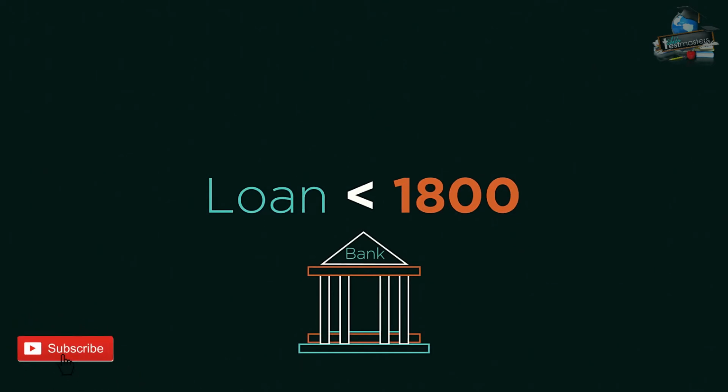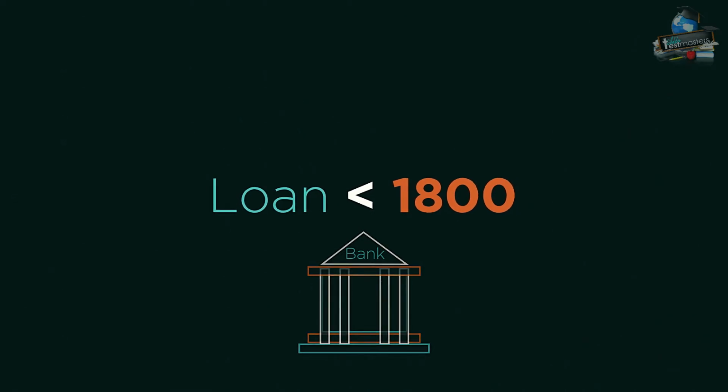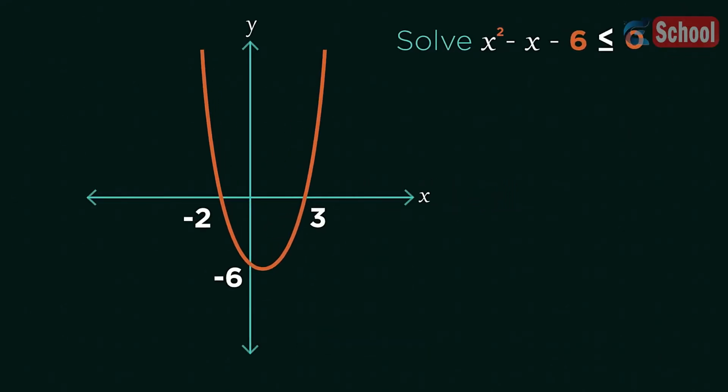And they're used throughout finance, such as working out what loan you can afford based on your expenditure. We solve quadratic inequalities in pretty much the same way we solve quadratic equations, but also making use of the graph to help us work out which part we want. So let's have a look at an example.